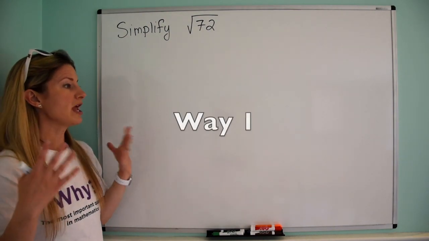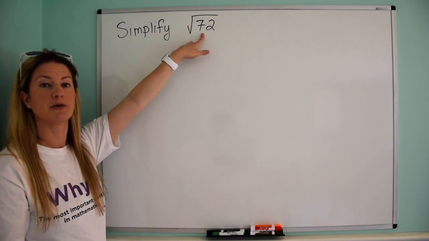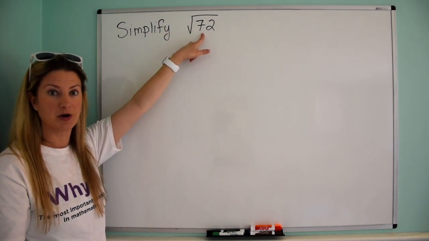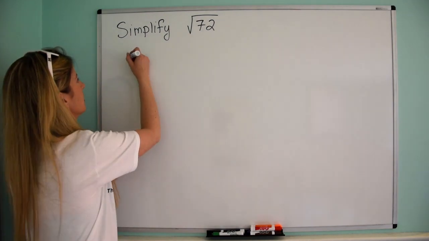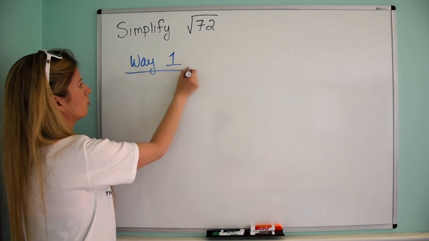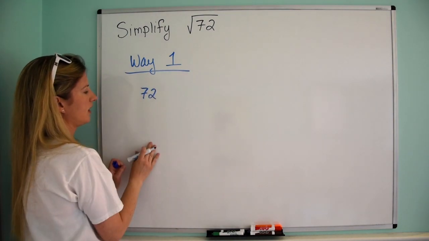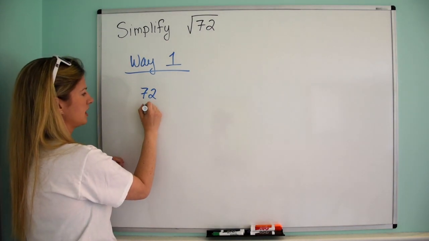So way one is my favorite way, which is that whatever this number is, you write it as a product of its prime factors, okay? So here we go. Way one. Okay, we're going to write 72 as a product of its prime factors. So we think about 72, okay? We want to write it as a product of its prime factors.